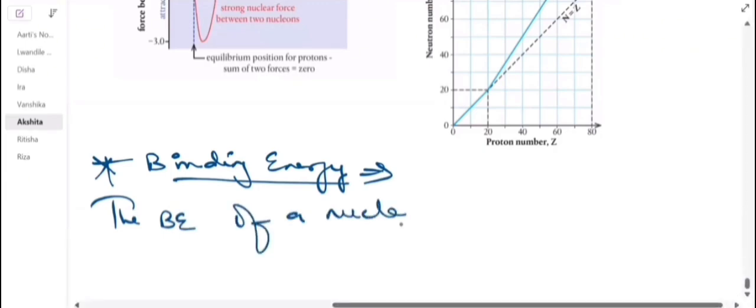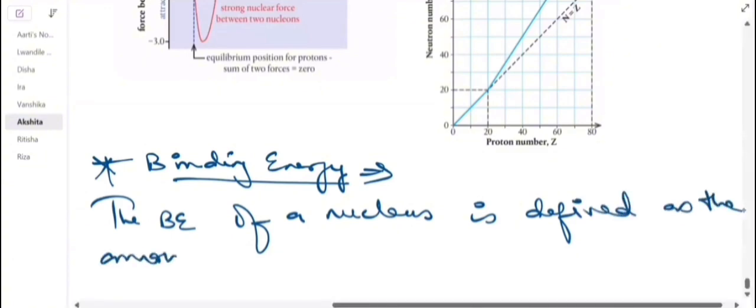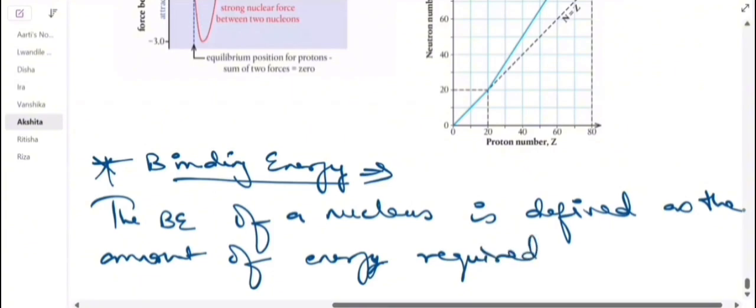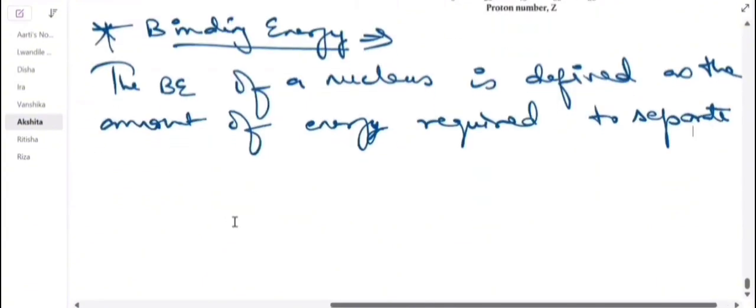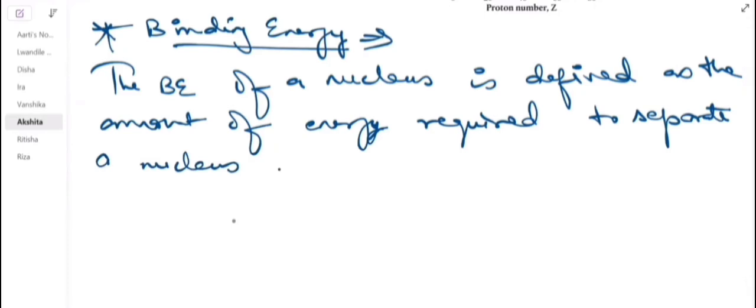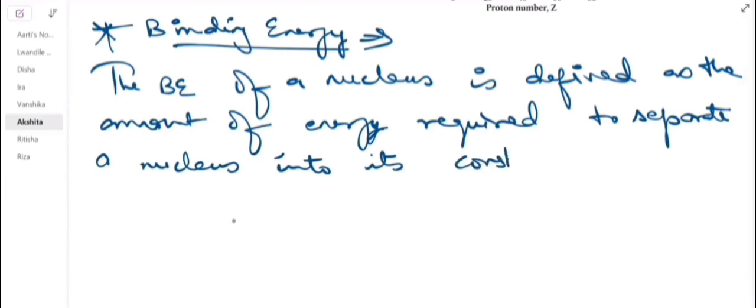The binding energy of a nucleus is defined as the amount of energy required to separate a nucleus into its constituent protons and neutrons. Please note it down.